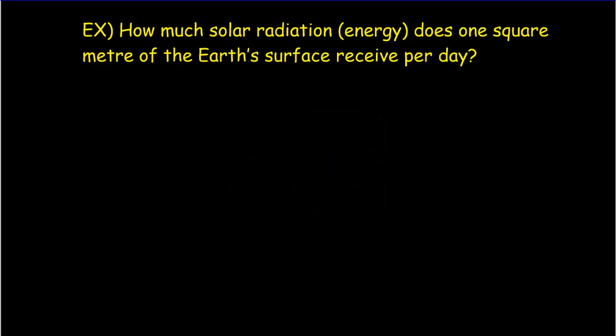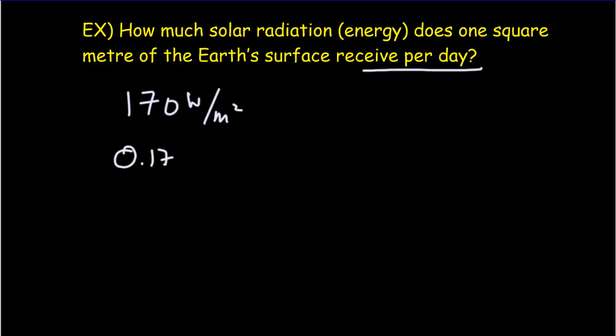So we're looking for how much solar radiation, the amount of energy that would strike our 1 square meter of cardboard at the Earth's surface over a full day. An easy way of doing this one is to take that average value of the intensity at the Earth's surface, which is 170 watts per meter squared. I'm going to convert that to kilowatts, so that's 0.17. I'm just dividing by 1,000 kilowatts per meter squared.